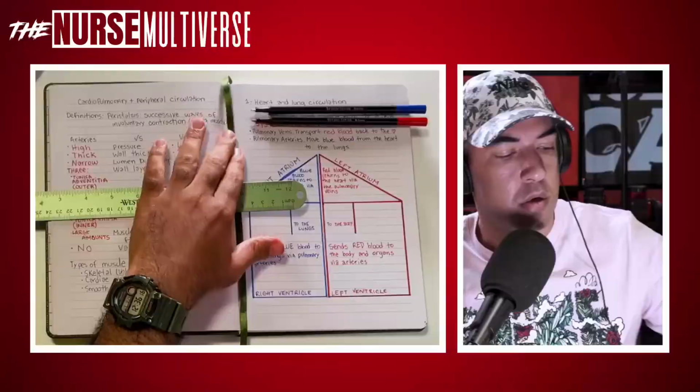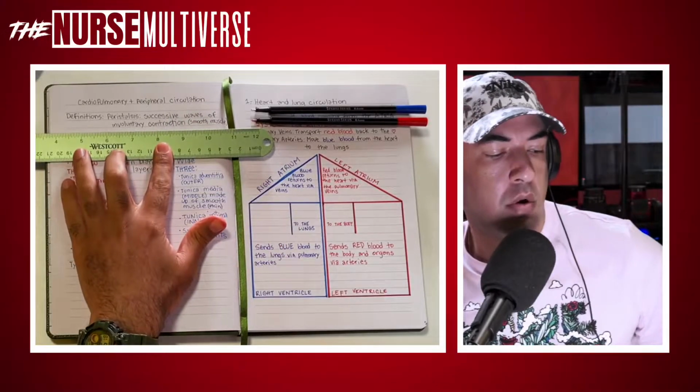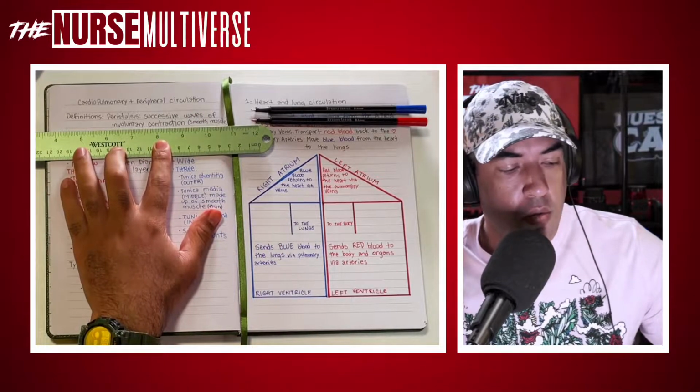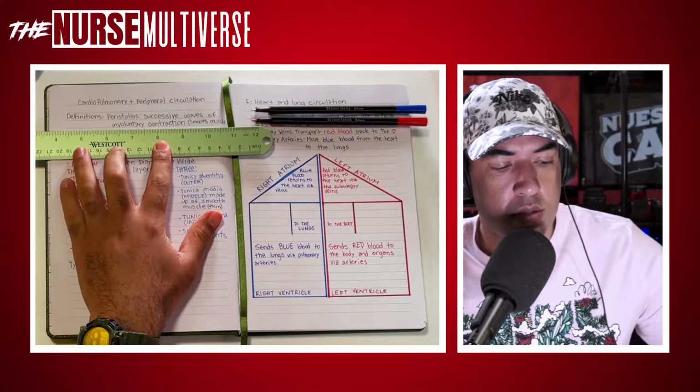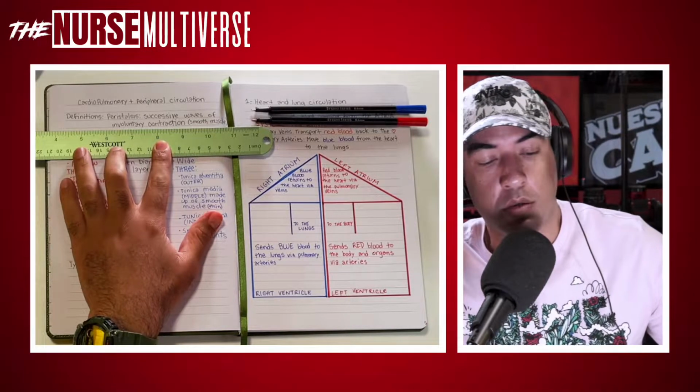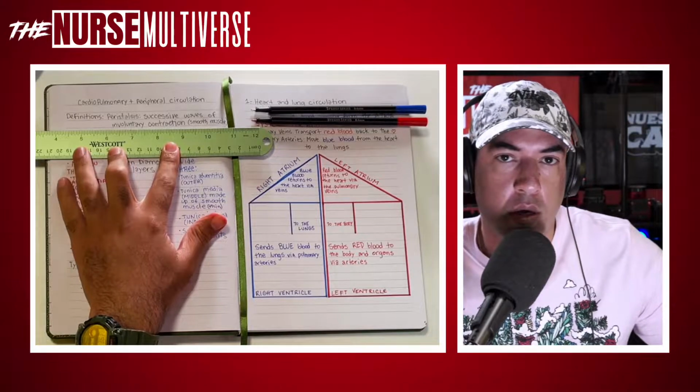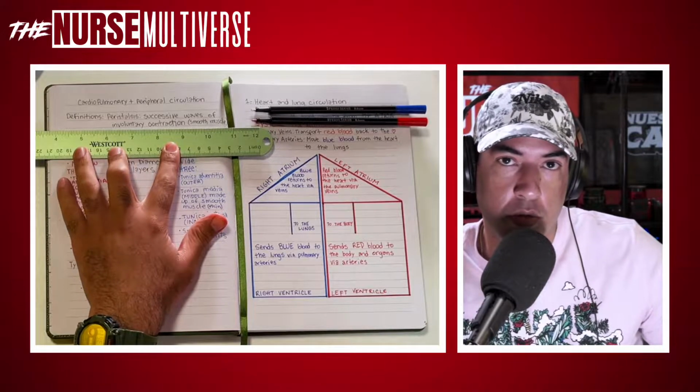Welcome to the Nurse Multiverse podcast. Today we're going to be covering cardiopulmonary and peripheral circulation. All right. So quick definition to kind of understand what we're talking about. One of the words that I want you to learn is called peristalsis. And what peristalsis is, is successive waves of involuntary contraction. And this is done by the smooth muscle.